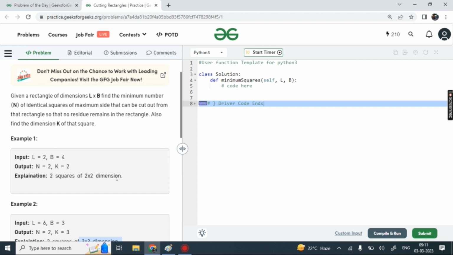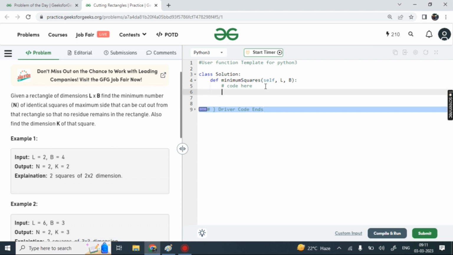This is a very easy question. We just need to find the GCD, the greatest common divisor. From that we can also find how many squares we can have from this rectangle: if we multiply L and B and divide that by the dimension, we get the number of squares. So this is just one or two lines of code.